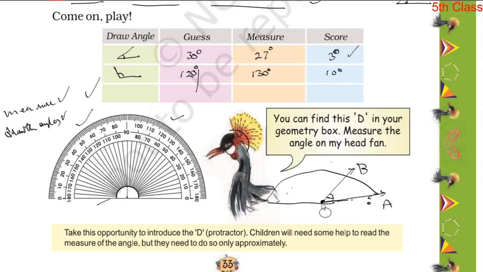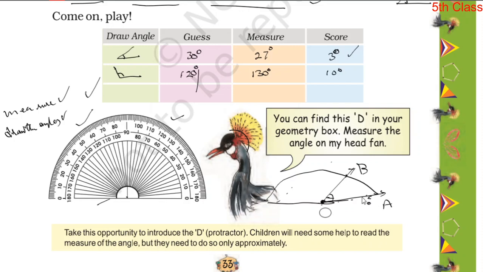So the baseline of the protractor should coincide with ray OA, and at the same time, the center point of the protractor, you should keep it on the vertex O. Did you understand? The center point of the protractor should coincide with the vertex. These 2 points should be remembered. And what is the other ray? OB is passing through this point.